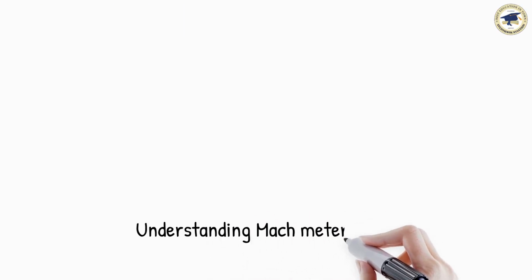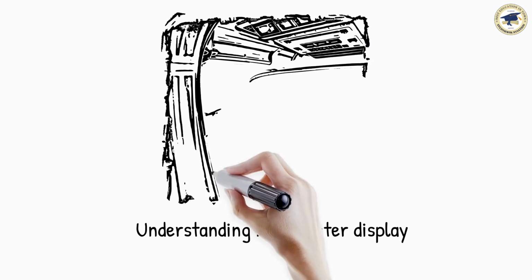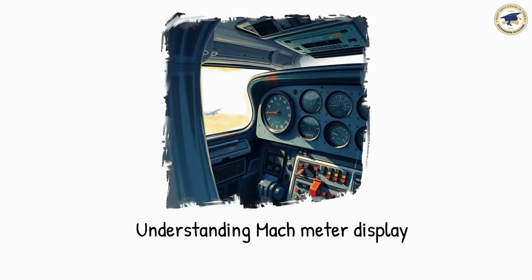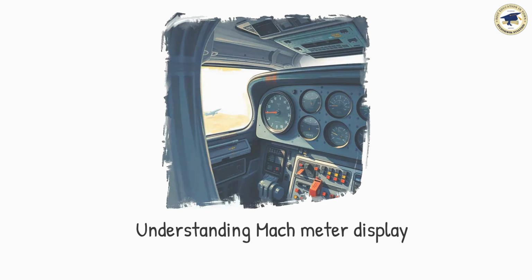So, what does the Mach meter actually show? It does not display true airspeed directly. Instead, it shows the ratio of the aircraft's true airspeed to the local speed of sound. In other words, it's giving us a fraction. If the aircraft is flying at half the speed of sound, the Mach meter reads Mach 0.5.